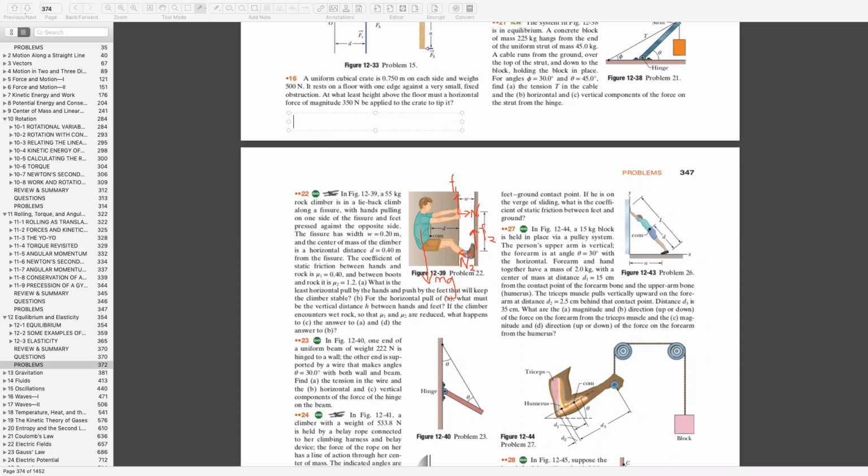Let's just list the equations. Mg equal to F1 plus F2, for the two frictional forces. F1 equal to mu1 times N. And F2 equal to mu2 times N. You're looking for N.